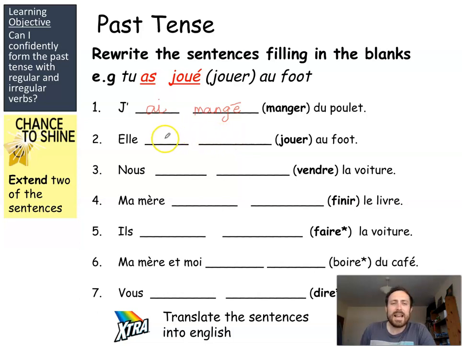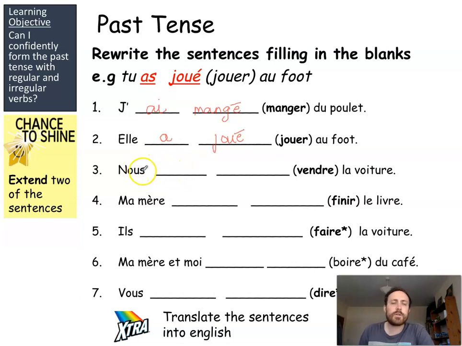Number 2 is elle. Now the pronoun's changed here, so it can't be AI here. It has to be conjugated with avoir, so it's AI, AS, A. The third conjugation down is A. So elle a joué. Take off the ER, add the E with an accent. Elle a joué au foot. She played football.